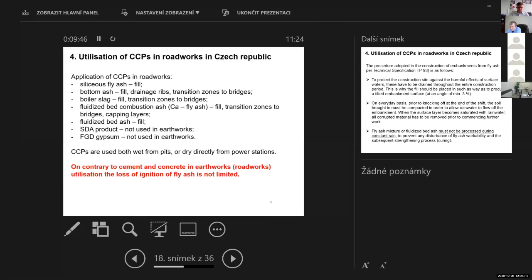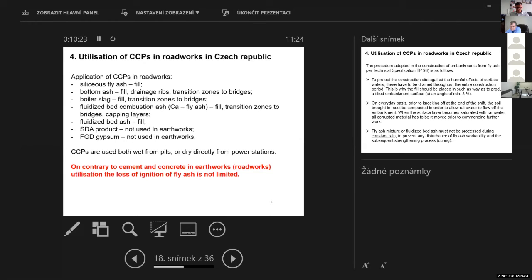In the Czech Republic, coal combustion products are used in the following parts of roadworks. Siliceous fly ash is used as fill. Bottom ash as fill in drainage ribs in transition zones to bridges. Boiler slag as fill in transition zones to bridges. Fluidized bed combustion ash, that means the calcium fly ash, is used in fill, in transition zones to bridges, and sometimes in capping layers, and fluidized bed ash as fill. Desulfurization products are not used in earthworks.